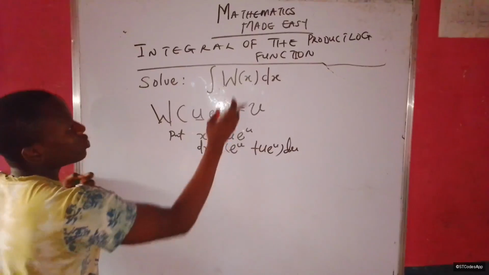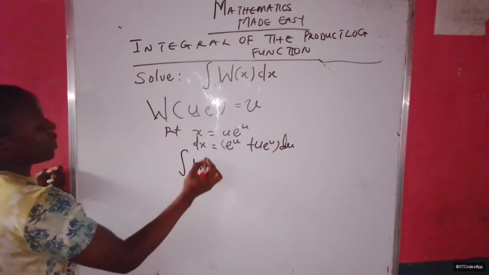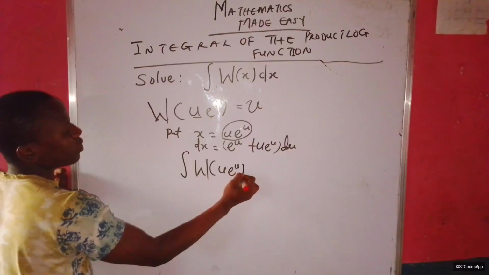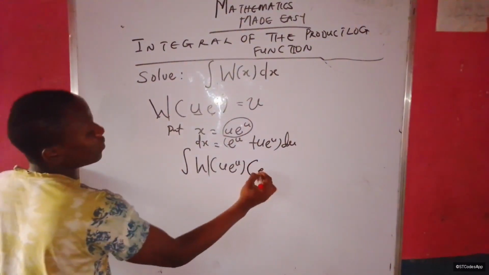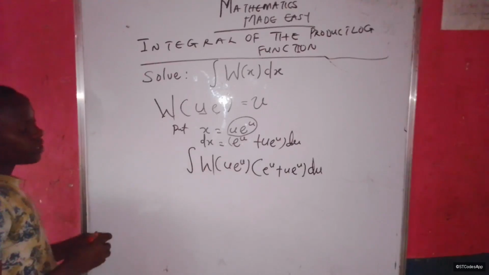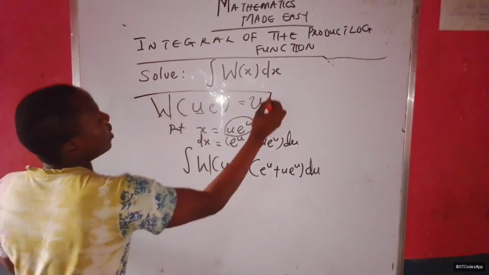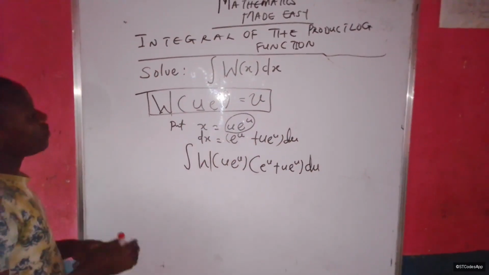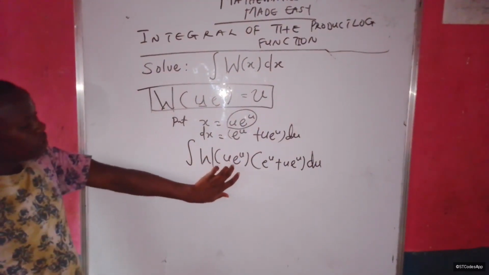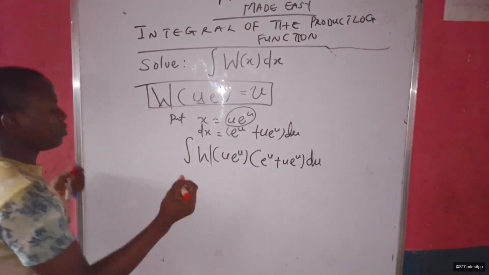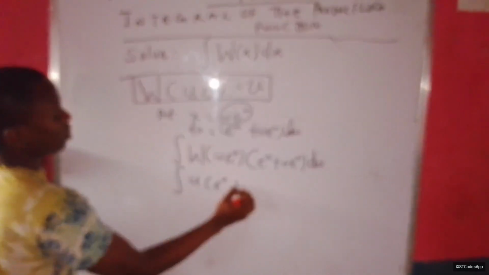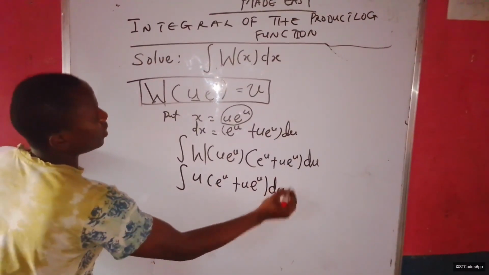Then our integral becomes omega of x, instead of x we have u multiplied by e raised to the power of u, and instead of dx we have e raised to the power of u plus u e raised to the power of u, du. From the property I mentioned, the product log of u e raised to the power of u gives us u. So I'm going to have the integral of u times the bracket e raised to the power of u plus u e raised to the power of u, du.